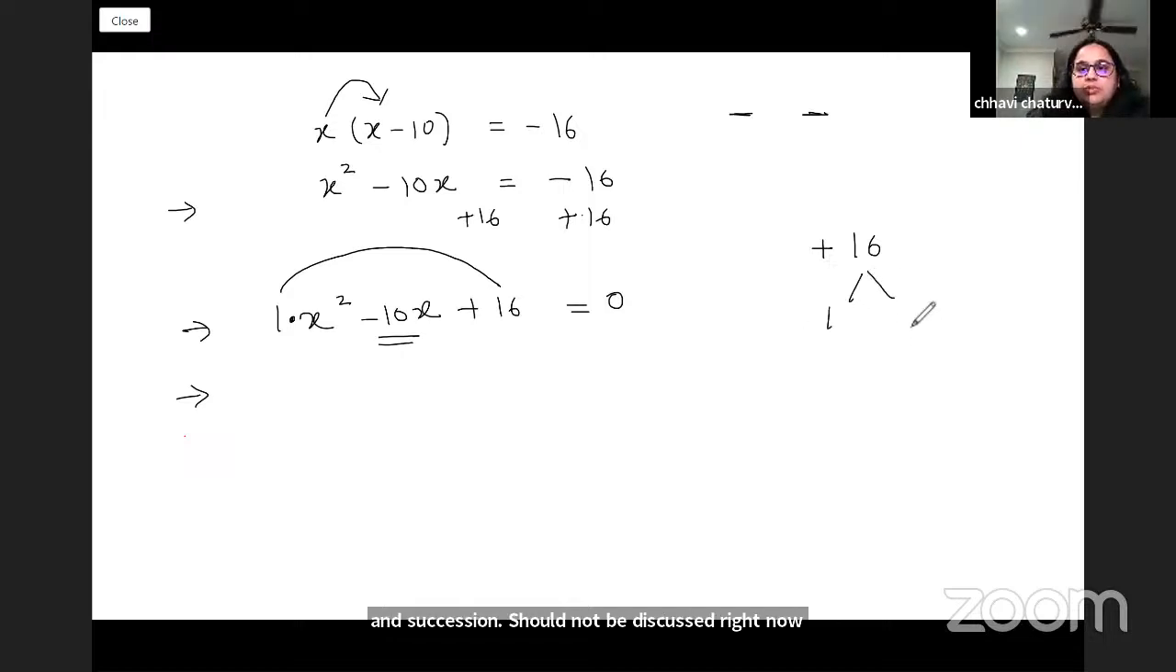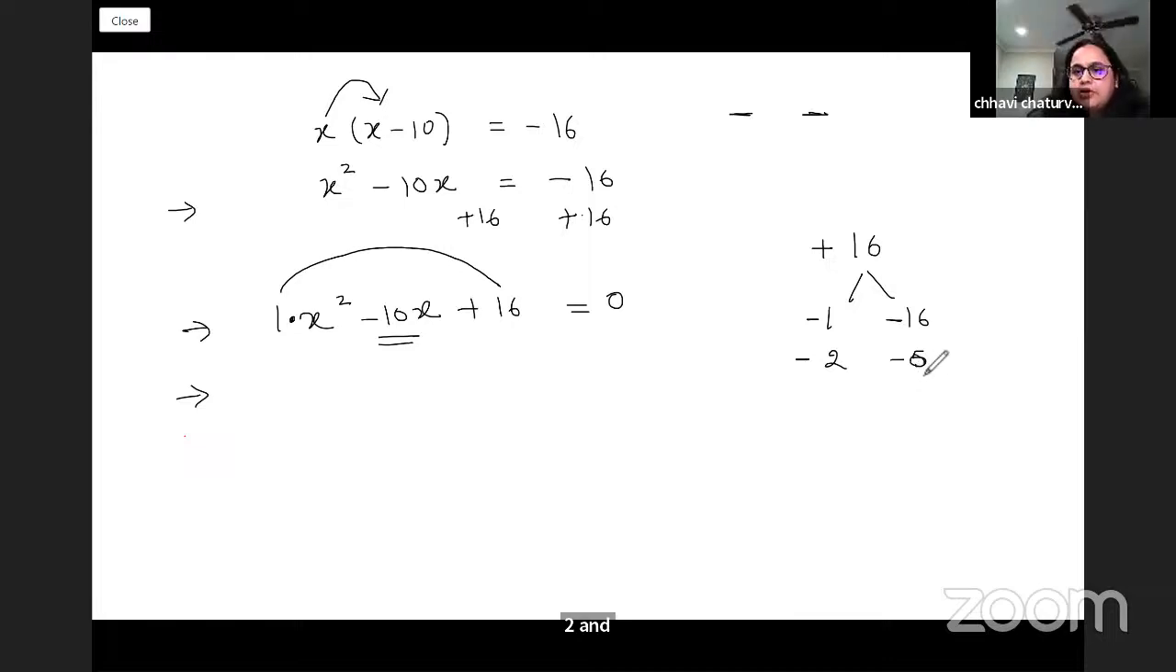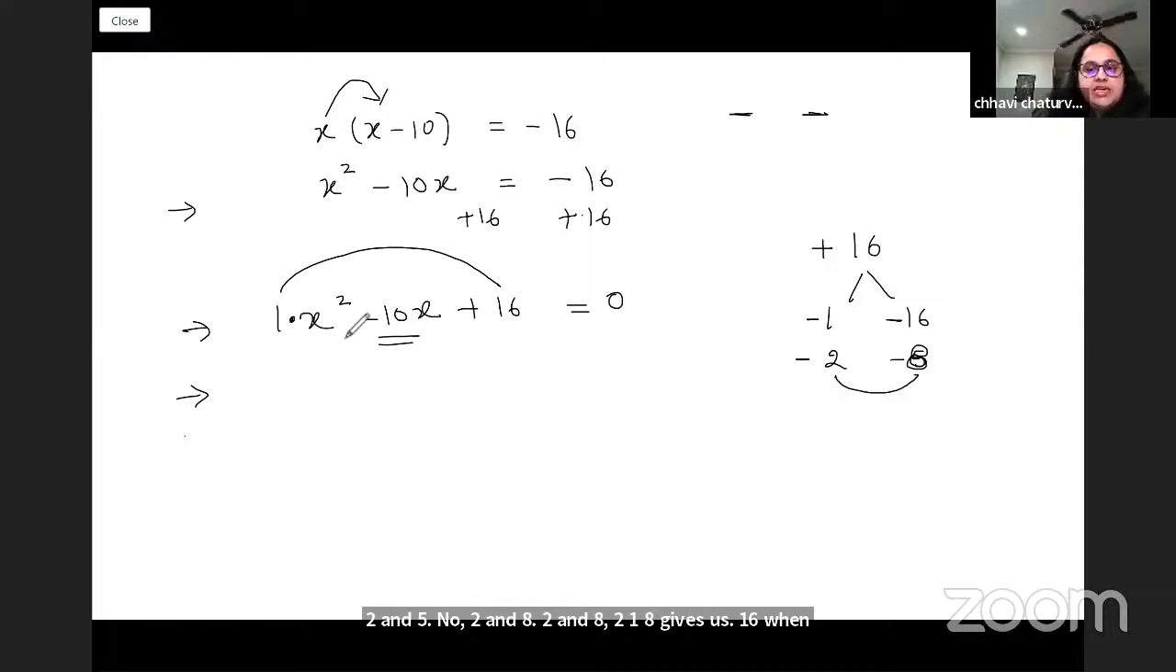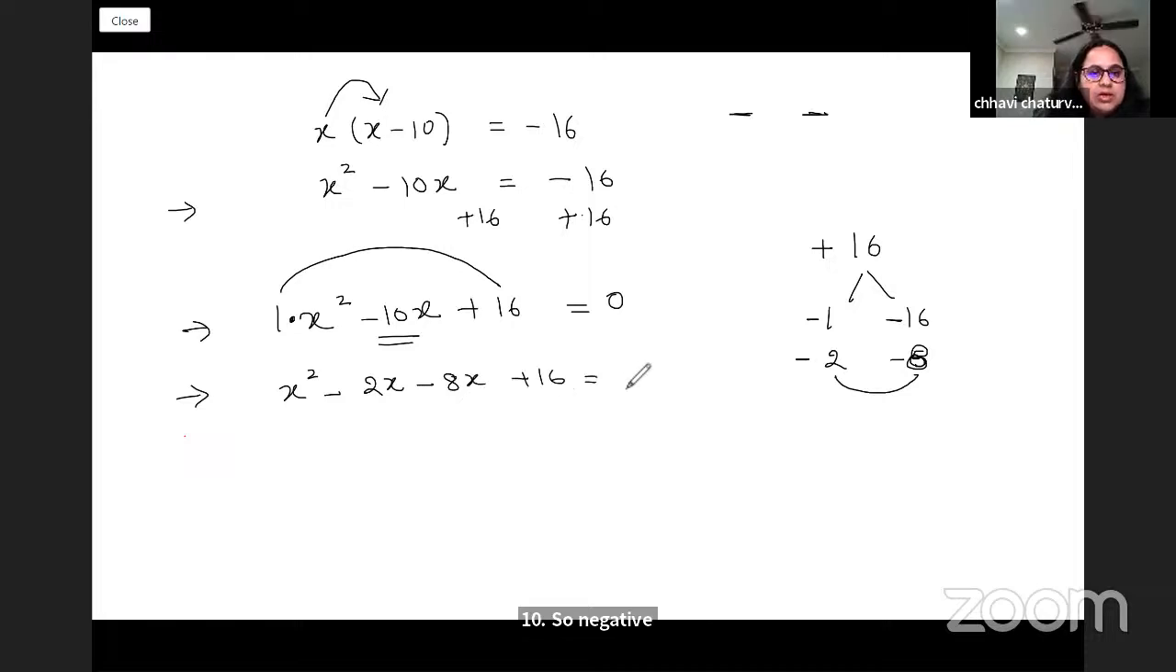The first factor is 1 and 16. I know 1 and 16 does not add up to give me 10. Let's move on. 2 and 8. 2 and 8 gives us 16 when multiplied. And when I add negative 2 and negative 8, we get negative 10. So negative 2x and negative 8x. And yes, next question would be a cube.